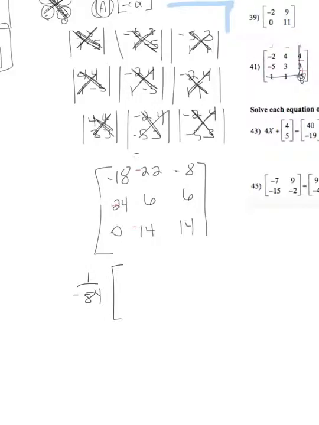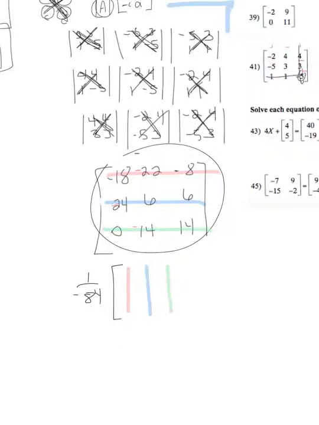Now, it's not just this. Now we've got to switch the rows and the columns. So that row is going to become this column, the middle row will be the middle column, and the third row will be the third column. So we've got to get it in there like that.